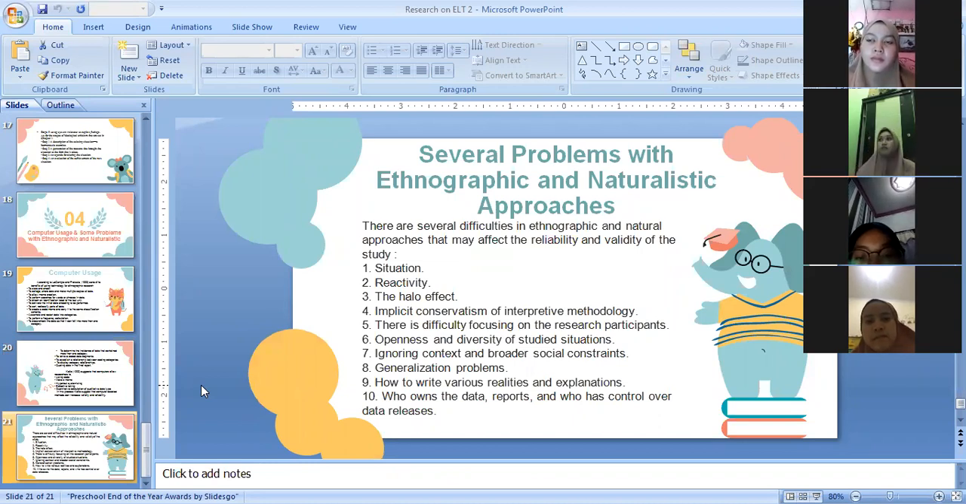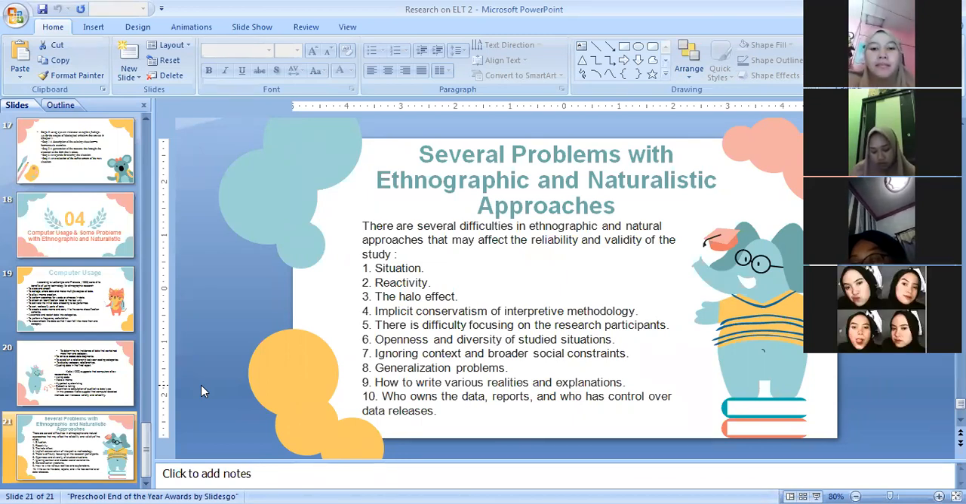There are several difficulties in the ethnographic and naturalistic approach that might affect the reliability and validity of the study. The first is situation. They may be falsely confused, unaware of the real situation, deliberately distorting or falsifying information, or highly selective. Second is reactivity. The presence of the researcher alters the situation, as participants may wish to avoid imprecision or influence the research. And number three is the halo effect. The halo effect is when prior information about the situation or participant might lead to being selective in subsequent data collection or may bring about a particular reading of a subsequent situation.